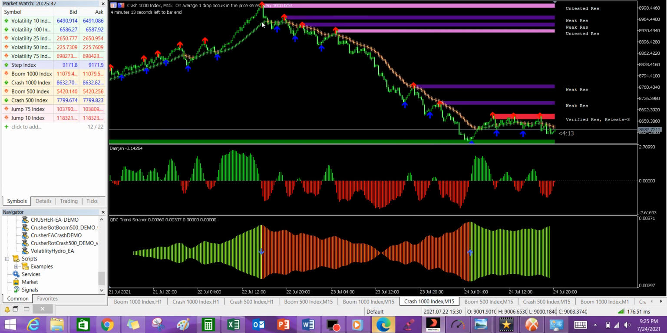Okay, Crash 1000 on the 15-minute time frame. As you can see, this has been on a very strong downtrend starting from here, and the trend came to an end right here. That is why I always tell you, when you follow all this, then you should be able to milk the market successfully.